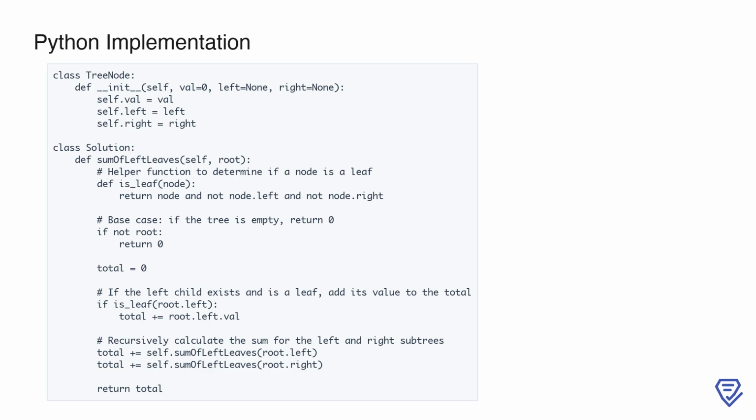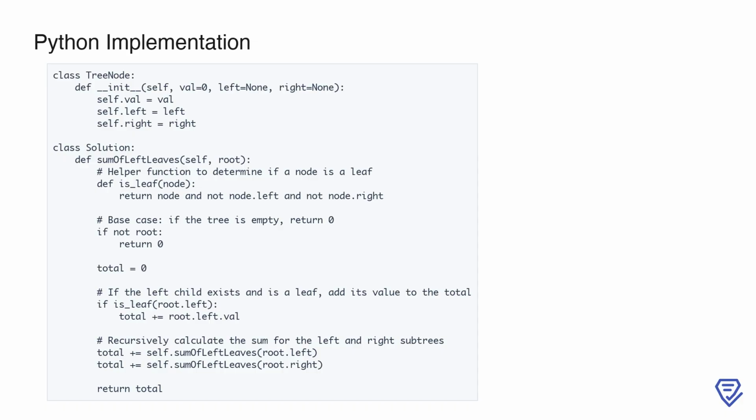The sumOfLeftLeaves function begins by defining a helper function called is_leaf. This function determines whether a given node is a leaf by checking if the node exists and has no children, left and right both None. This helper function is critical for identifying left leaves during traversal. The base case checks if the root is None, meaning the tree is empty. In this case, the function returns 0, as there are no nodes to process.